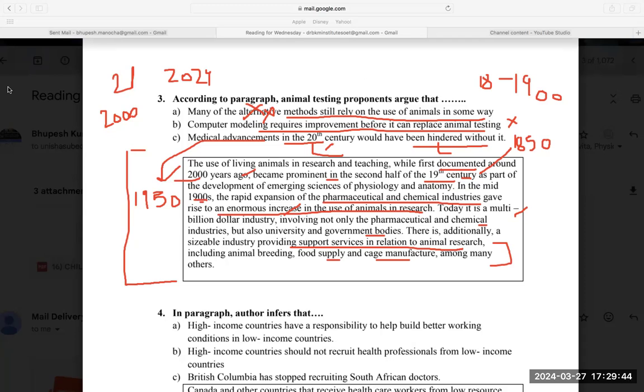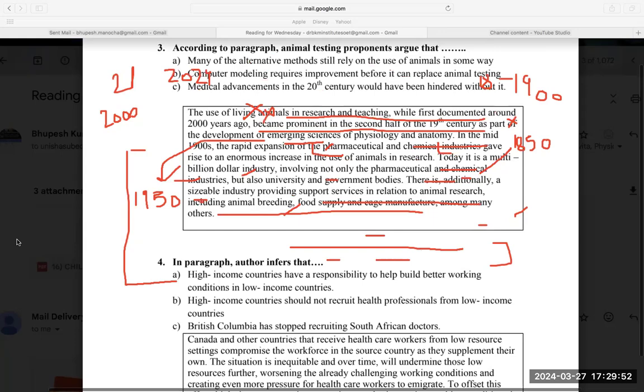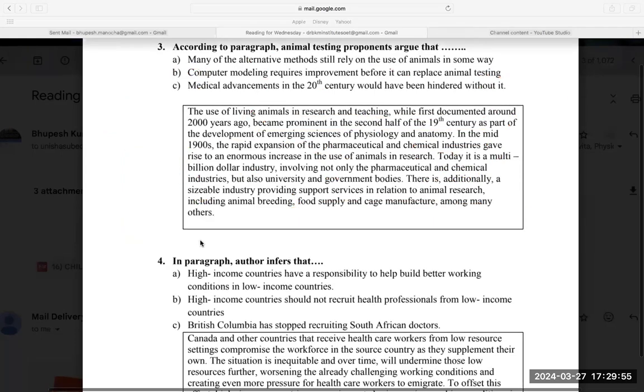They are not talking about any other thing, so I cannot give any other answer apart from C. I will take your help afterwards. You have given me a task of 3 questions, so the third question I have done. As per me, it should be C, but I'm not sure about it.